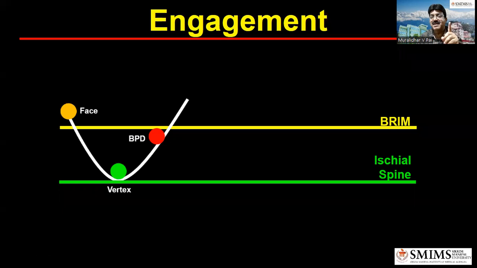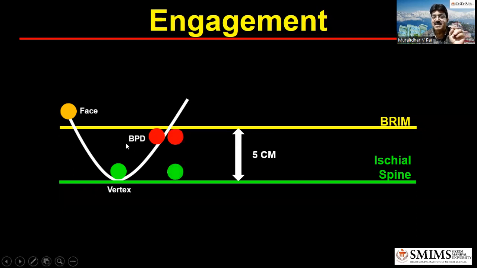Now, what is the proof of the pudding? When the BPD has crossed the pelvic brim, the vertex has come as low as the ischial spine. Why is this? This is because of simple math. I will teach you that mathematics. The vertical difference between the brim and the ischial spine is 5 centimeters. And incidentally, the vertical distance between the red dot and the green dot, that is the BPD and the vertex, is also 5 centimeters. So when the BPD crosses the brim, obviously the vertex is 5 centimeters below, and incidentally, the ischial spine is also 5 centimeters below.